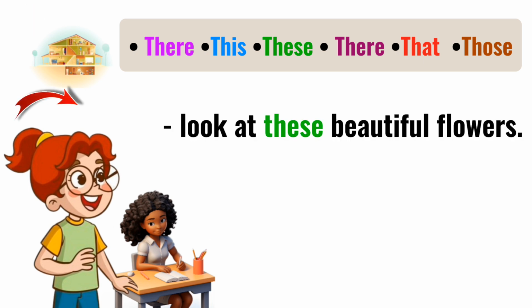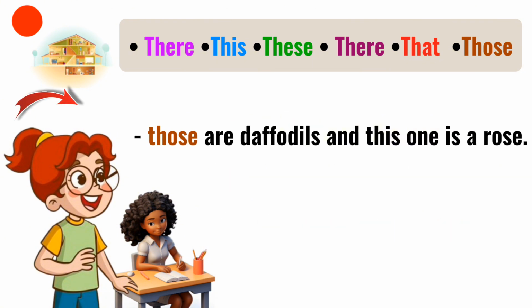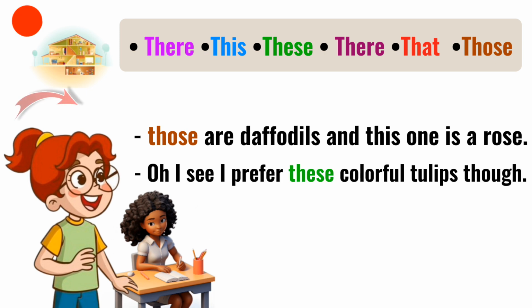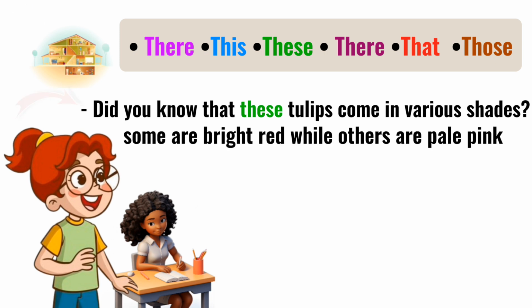Look at these beautiful flowers. Yes, they're lovely, but what about those over there? Those are daffodils, and this one is a rose. Oh, I see. I prefer these colorful tulips, though. Did you know that these tulips come in various shades? Some are bright red, while others are pale pink.